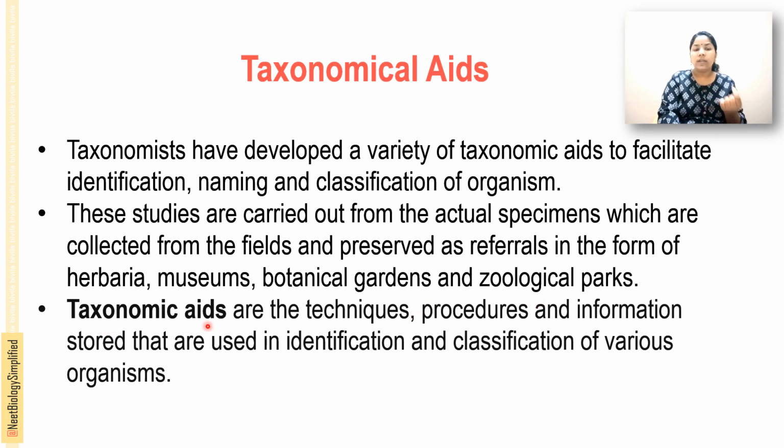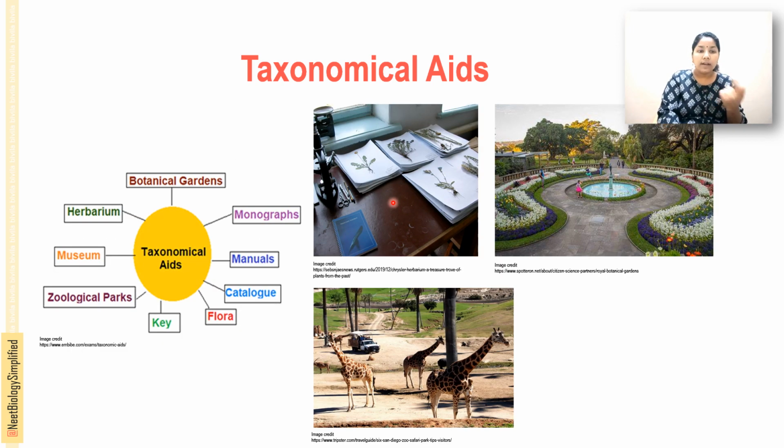And what is the definition of taxonomical aid? Taxonomical aids are the techniques, procedures, and stored information that are used in the identification and classification of various organisms. And what comes under taxonomical aids? Some of the taxonomical aids are the herbarium, museum, zoological park, botanical garden, key, monographs, manuals, catalogs, and floras.